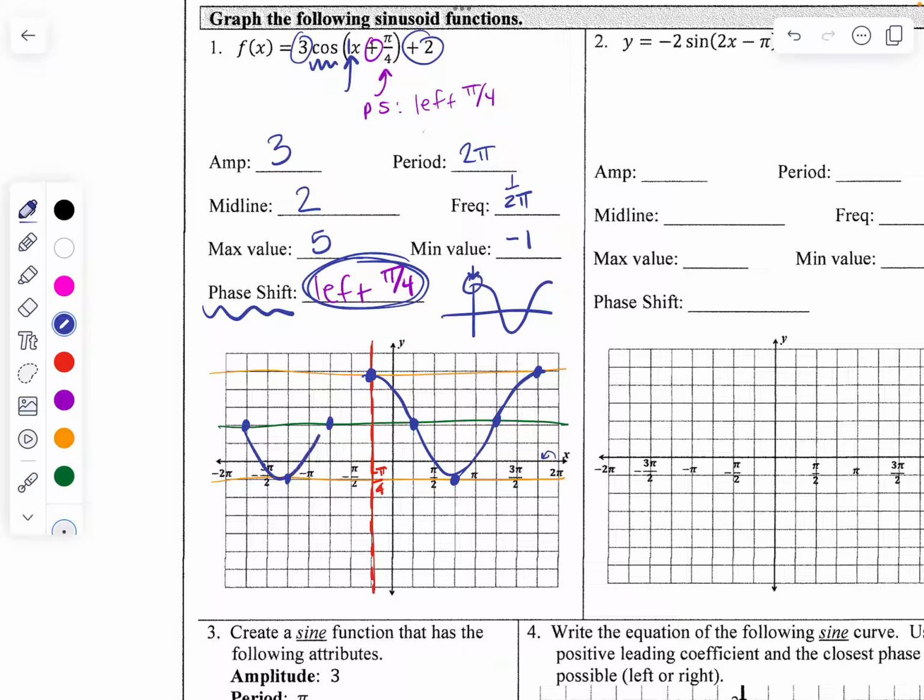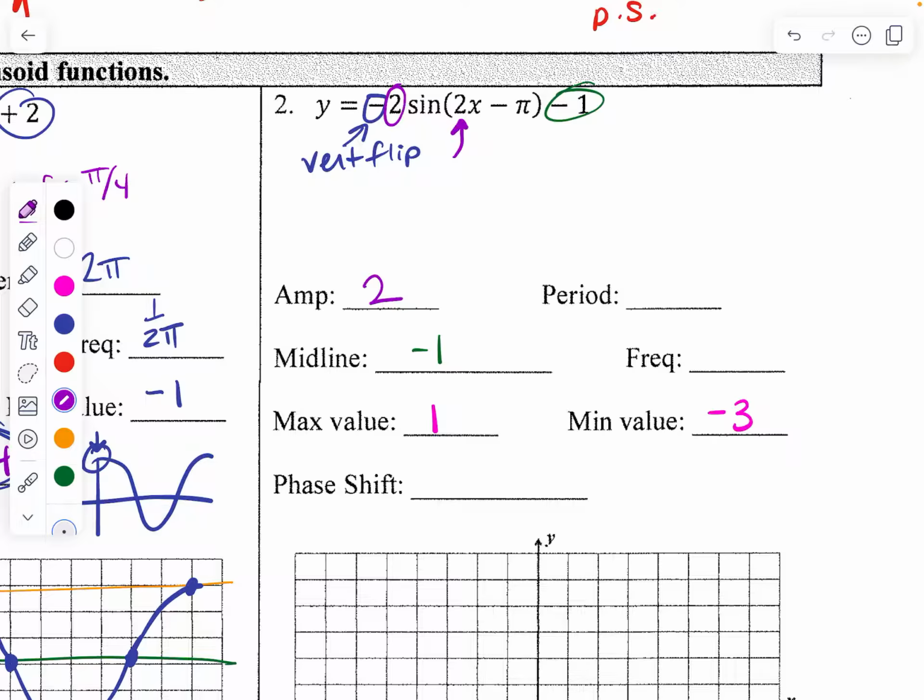So keep in mind still, this negative means there's going to be a vertical flip. So this is going to be upside down. Here's your amplitude. Here's your midline. Remember that your midline plus the amplitude is your maximum value. The midline minus the amplitude is your minimum value. The period here does something a little different, but what are we looking at?